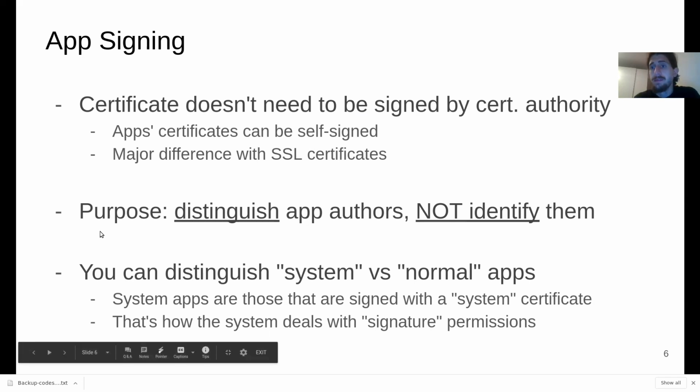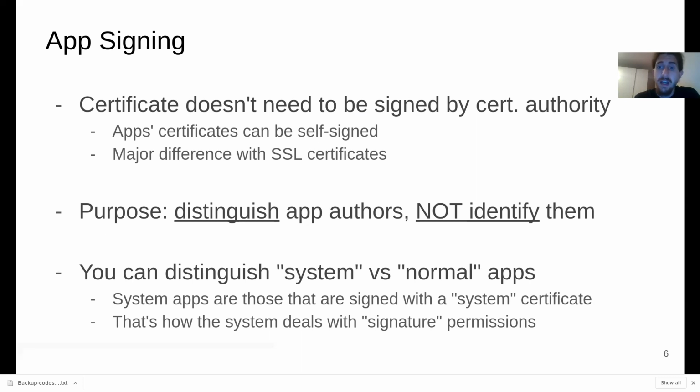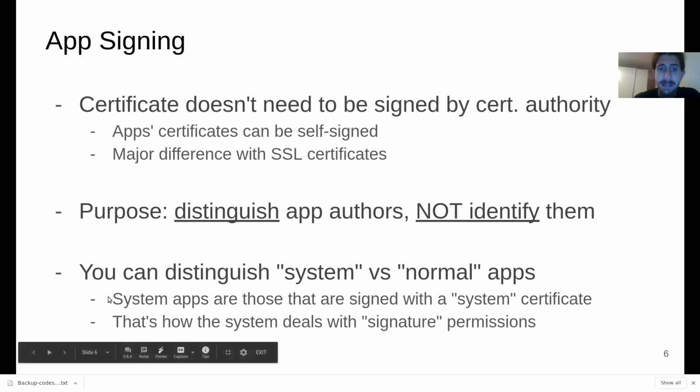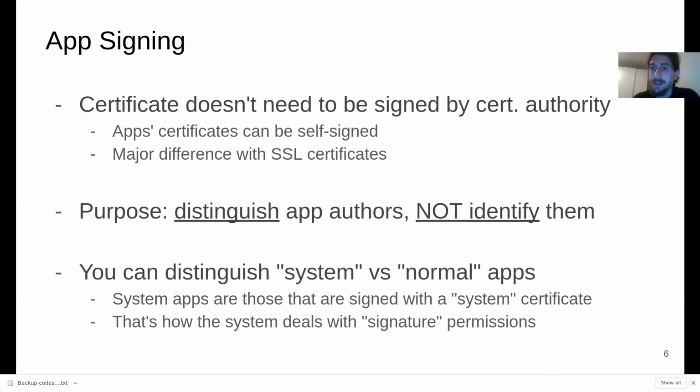The purpose of this app signing is to distinguish app authors and not to identify them. So the idea is that you can distinguish between system and normal apps, and the system apps are those that are signed with the system certificate, and that's how the system actually deals with the signature permissions that we discussed in previous slides. Okay, so again, let me try to go a bit forward so that maybe what I'm saying now is gonna get clearer.